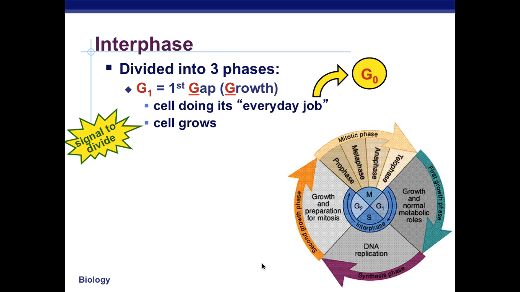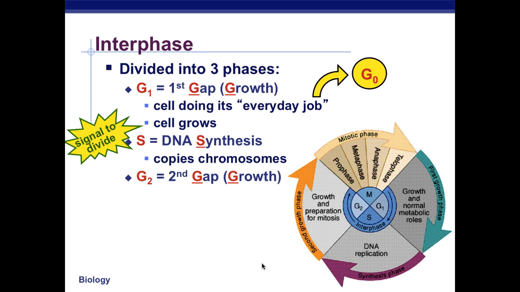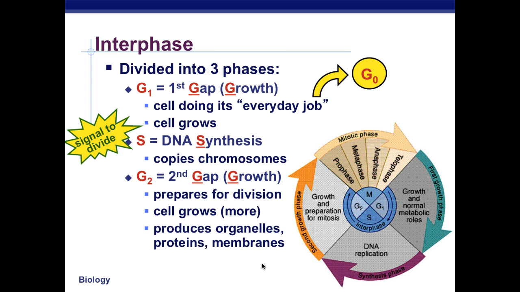And the cell grows, and there needs to be a signal for division. So when there's a signal to divide, we'll start the S phase and DNA synthesis will begin. So the chromosomes are copied. Once chromosomes are copied, we will go into our G2 phase, or the second gap growth phase, and this is preparation for division. The cell continues to grow to make sure everything is there, the organelles, the proteins, and the membranes.